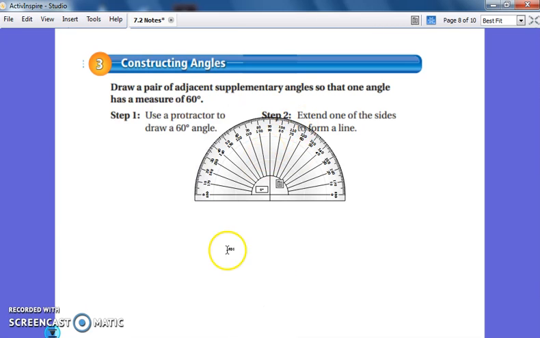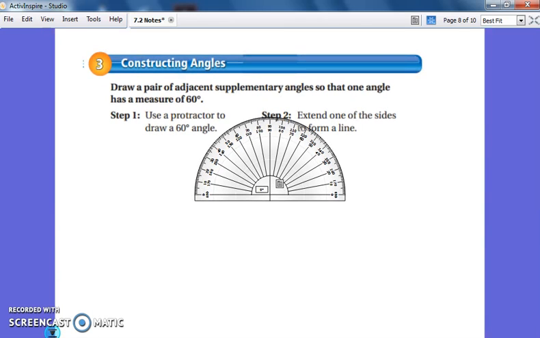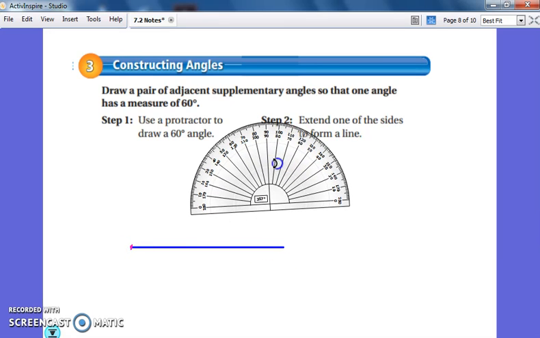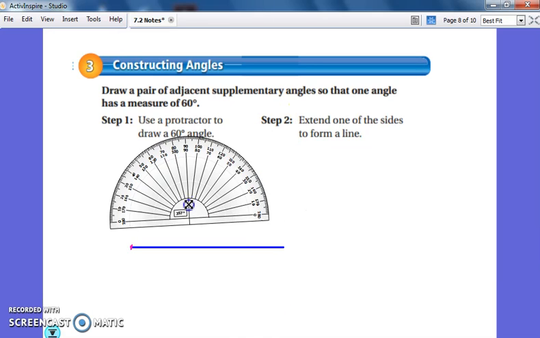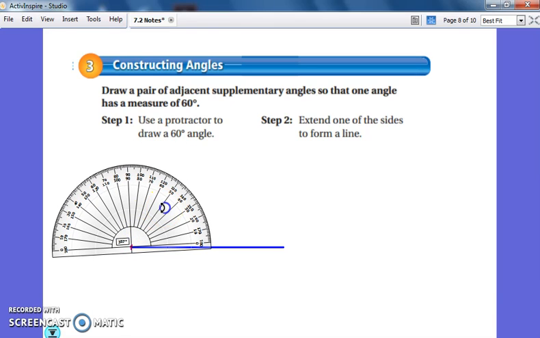Alright, like what we've done before, we always start by drawing a straight line. So here's my straight line. I'm going to put a dot at the end, just like I have been teaching everybody. That's my dot for now. I'm going to line up my protractor with my dot. Let's get this one here. Protractor with a dot. And make sure it's straight with a 0.